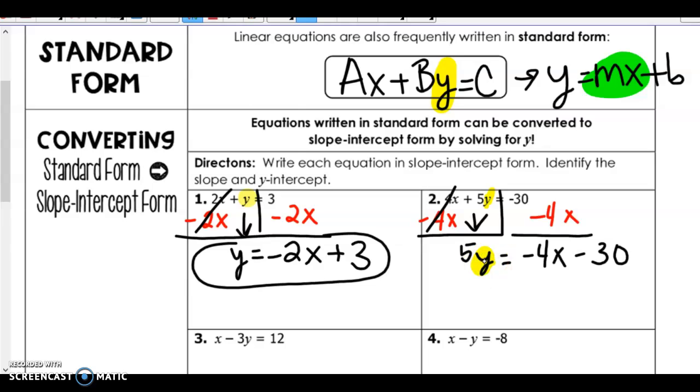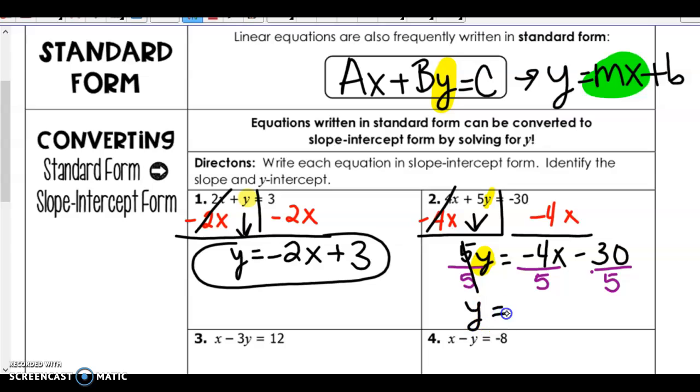All right, so in this case, I'm going to have to get rid of that 5. So in this case, the 5 is being multiplied by the y because they're touching, so to move it, I have to divide by 5. And when you divide by it, you are going to divide everything by 5. So divide that one by 5 and divide that one by 5. Okay. So these ones cancel because it was being multiplied. So we did the opposite to move it. So that cancels those ones out.